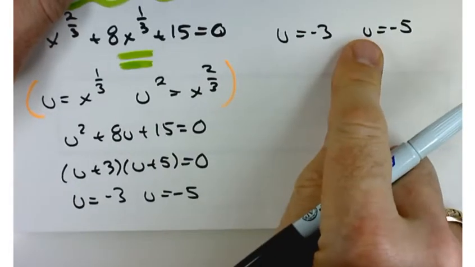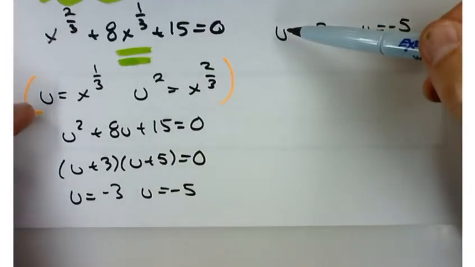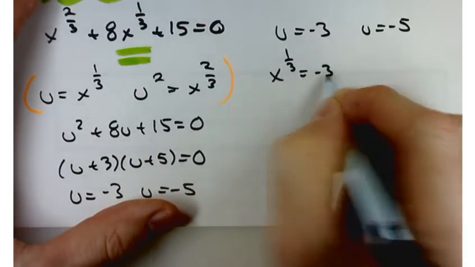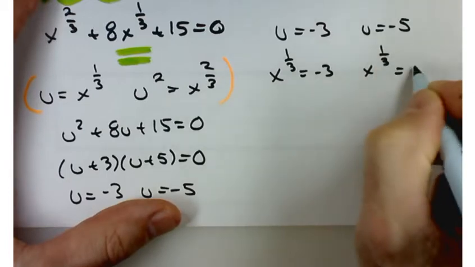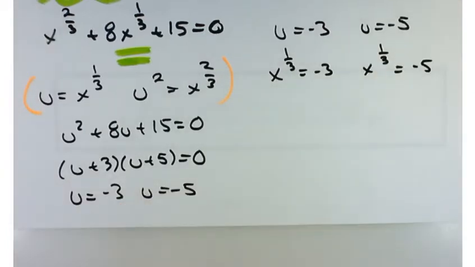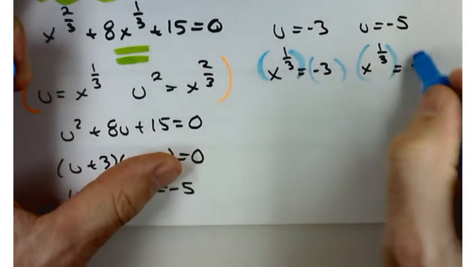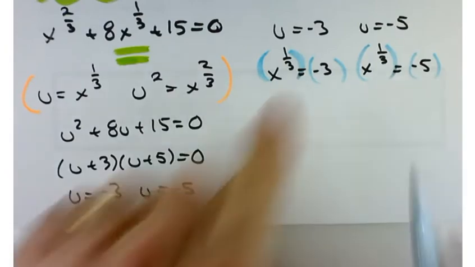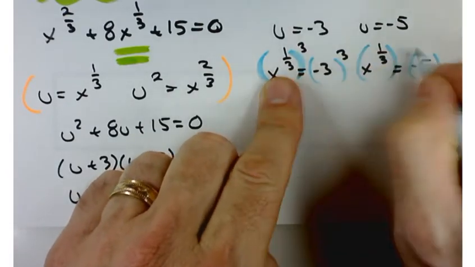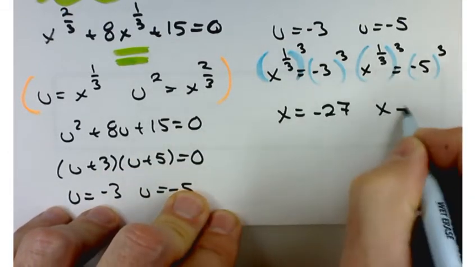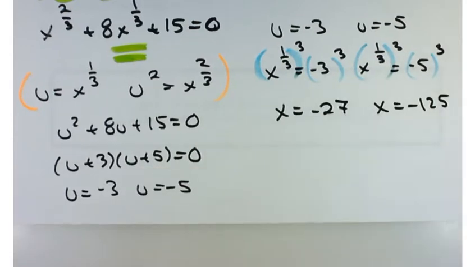Bringing those over here, u was taking the place of x to the 1/3. Let me go back and solve in terms of x's. I want to raise both sides to the reciprocal power. So in this case, the reciprocal of 1/3 would mean cubing it. That gives me x equals -27 or x equals -125. If it was 1/2 power, then you'd be squaring both sides.